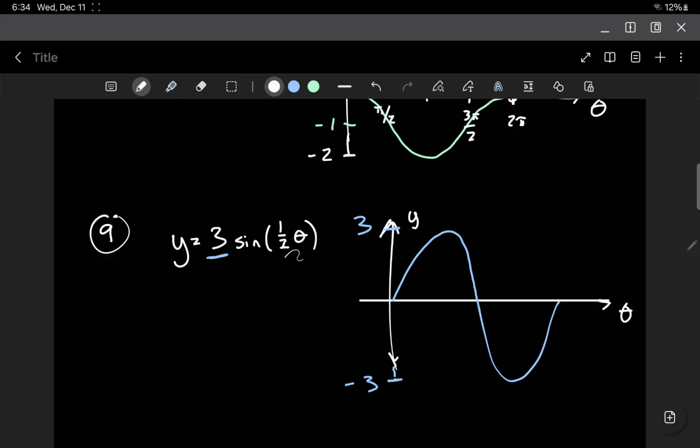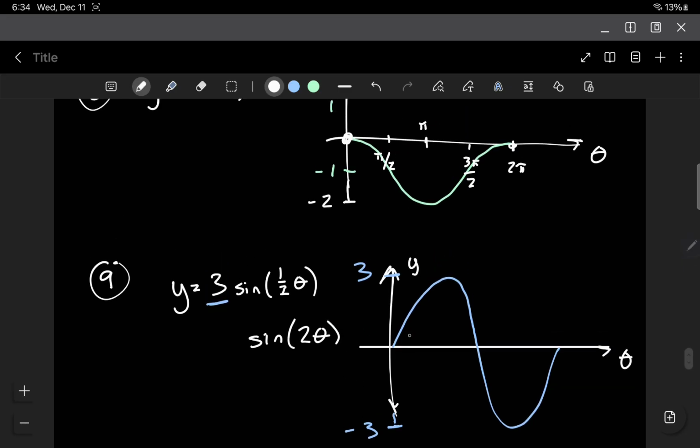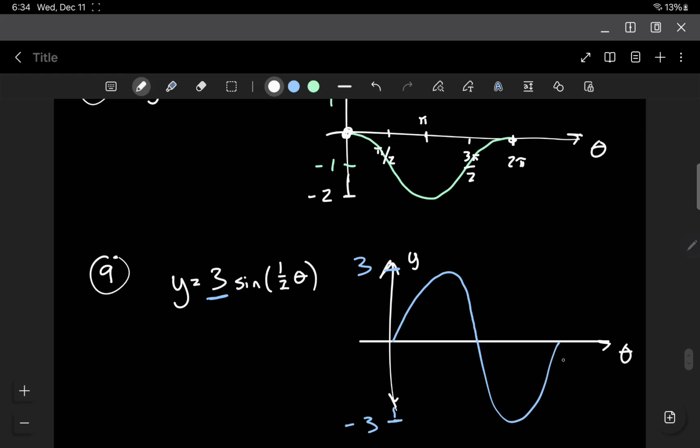Over there, this 1/2, a lot of people thought that this did the same thing as 2, so we looked at sine of 2 theta. That made everything faster, so that compressed it this way. But sine of 1/2 theta is moving half as fast. So rather than taking a full 2 pi to go through one lap, it's going to take twice that long, so 4 pi.